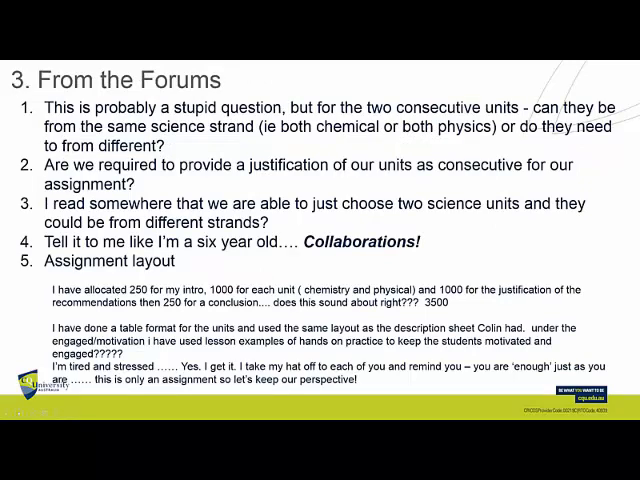From the forums this week, people begin with, this is probably a stupid question. There is no such thing as a stupid question. Okay, let's get that straight. And this one's come up several times. But for the 2 consecutive units, can they be from the same science strand, both chemical or physical, or do they need to be from different strands? And look, the answer to that is they can be from the same or they can be from the different. But the notion of consecutive is yours to define.